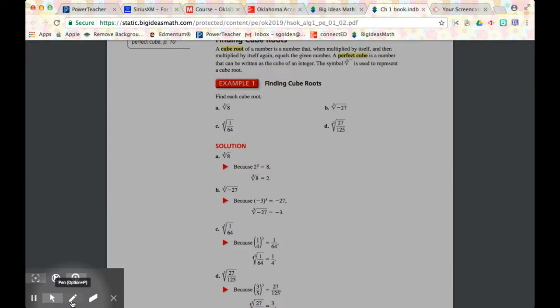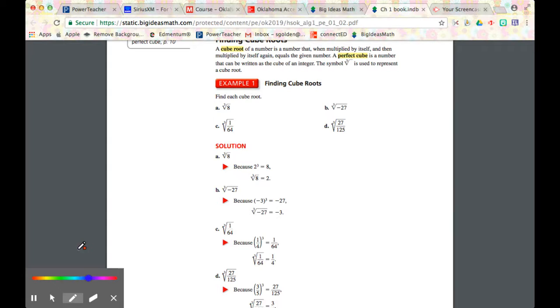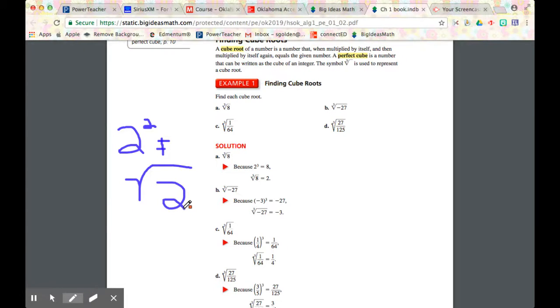So the cube root is the exact opposite of raising a number to the third power or cubing it. Just like if we have a number 2 squared, 2 to the second power, that's the exact opposite of the square root. Square root and squaring a number are exact opposites. So therefore, the cube root and cubing a number are also exact opposites.